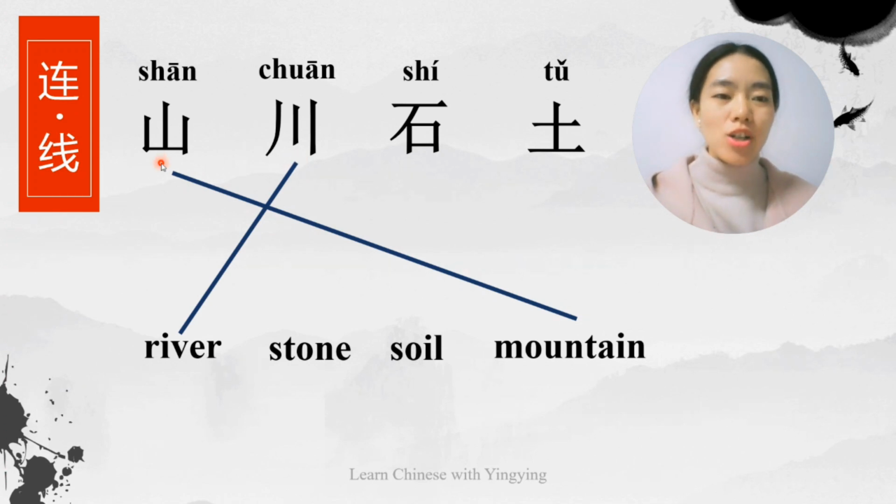This one is shan, shan. This one, chuan, chuan. The next one is shi, shi. It means stone. The last one is tu, tu. It means soil.